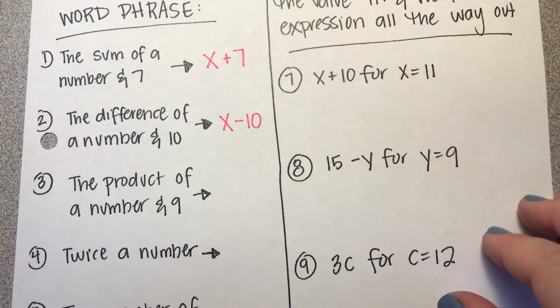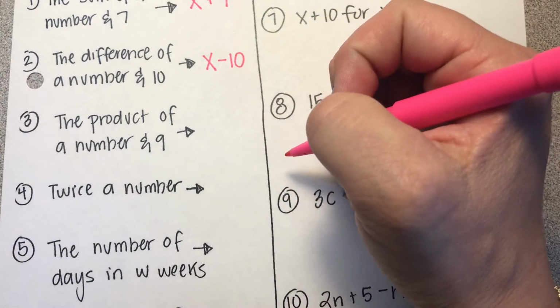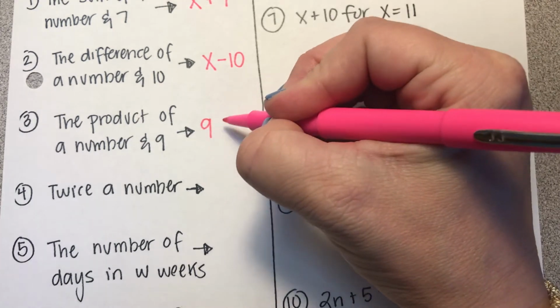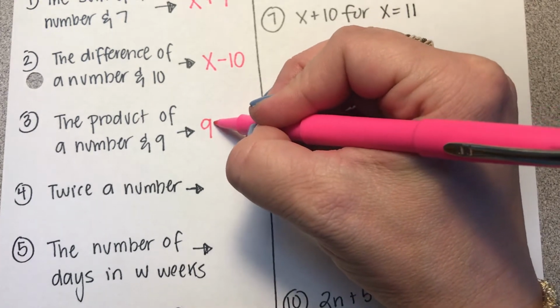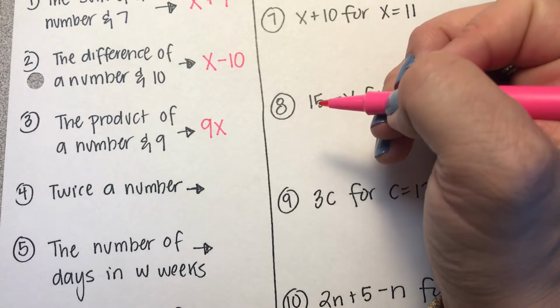Number 3, the product of a number and 9. Product means we're multiplying. So kind of the best algebraic way is just to write 9x. If you really wanted to write 9 times x, that would be okay as well.